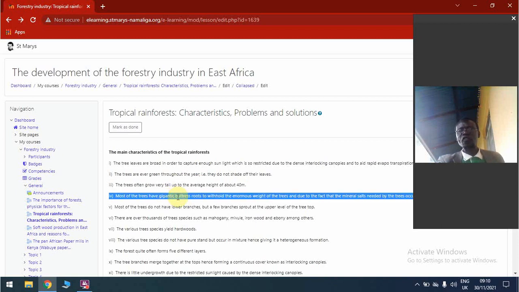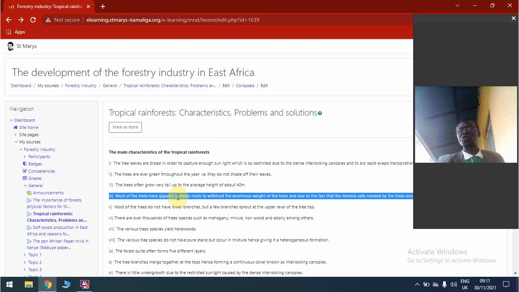Then the tropical rainforest trees have also evolved large bottom roots known as buttress roots. The buttress roots spread above the ground level. They are very wide or broad so that they can be able to withstand the heavy weight and the height of the tropical rainforest trees, so that they cannot easily break down.